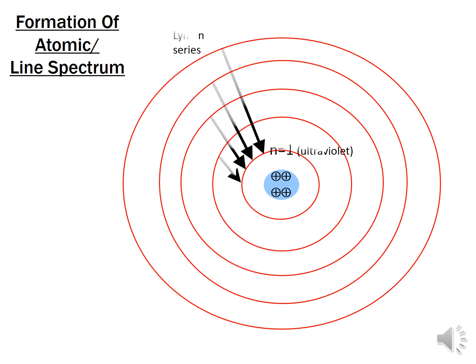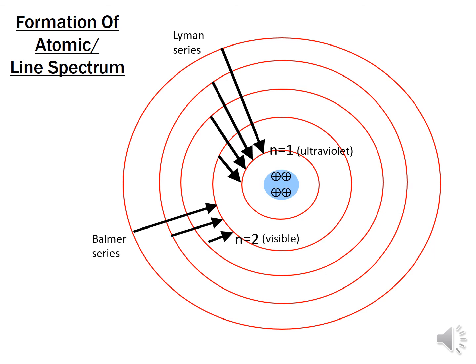So for example, all the electrons from different levels end up in n equals 1. When it's n equals 1, light will be radiated. When the light is radiated, it falls under ultraviolet. So all the electrons from different levels that end up at n equals 1, you call it the Lyman series. The light that is emitted is ultraviolet.